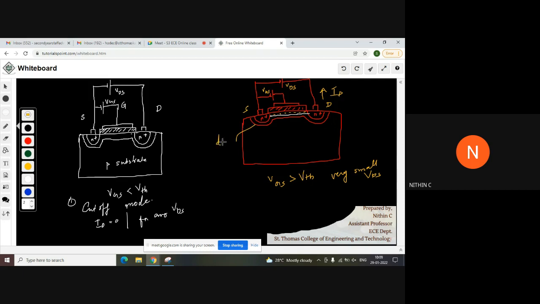This is the depletion layer. This will be the inversion layer. Okay. The red mark is actually the depletion layer, and this is your inversion layer. Inversion layer means this is a P substrate, but you are having a channel of electrons, a negative channel at the interface.